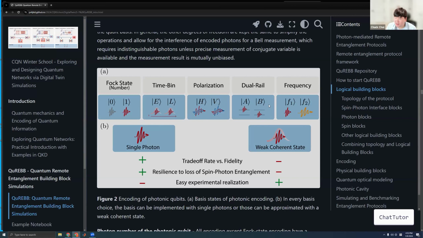You can also choose the dual rail basis, where you have 2 spatial modes, say 2 waveguides on the left and the right. If the photon is on the left-hand side, it's a 0 state, and if the photon is on the right-hand side, it's a 1 state. That's called the dual rail basis, which is often used in linear optic quantum computing because of its resilience under symmetric loss, under the symmetric channel under the loss. And we can also choose the frequency basis. Other than that, there can be many other ways of encoding the photons.